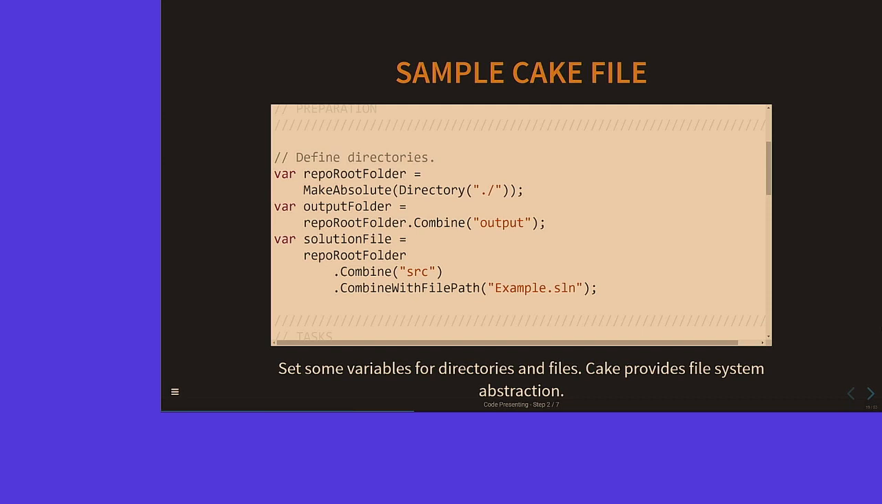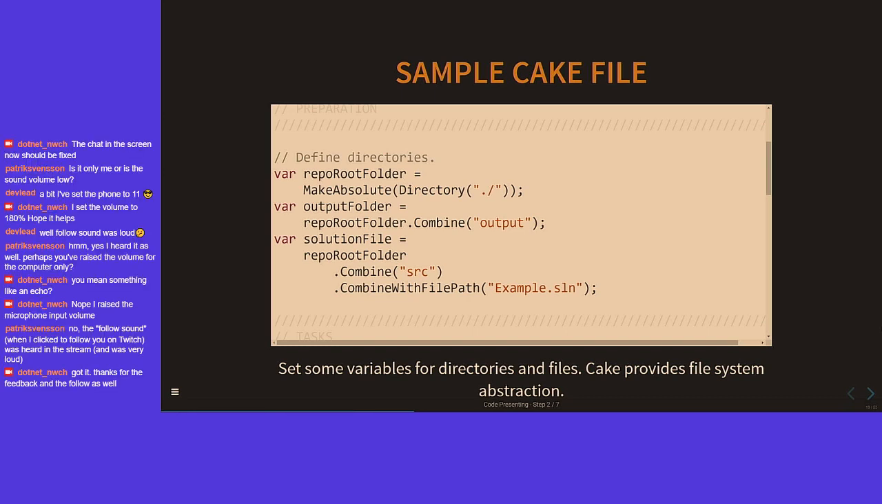Then we can do some normal C# stuff where we assign some variables. We do some definitions where our paths are, and Cake provides some file system abstraction. So this works nicely if you are on Windows and on Linux. You can use the abstraction in Cake to work with different kinds of file path notations. So these are MakeAbsolute, again a Cake alias, here for directory, Combine with file path, or methods on the specific Cake abstraction for the file system.